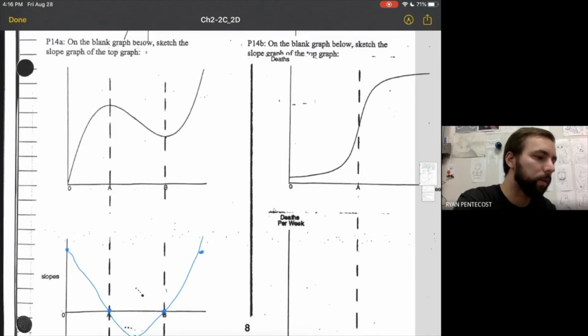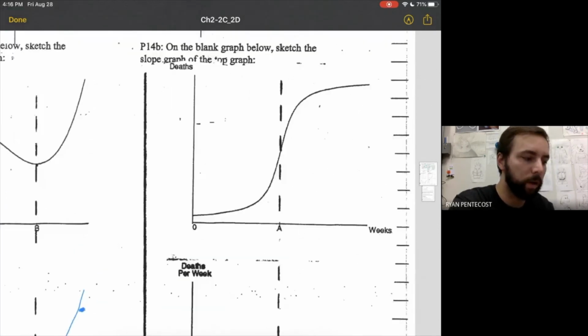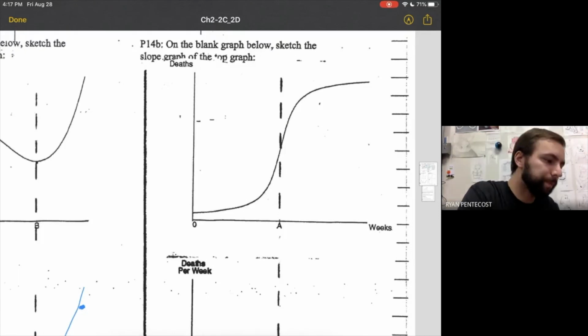Now let's look at the graph on the right. This, they actually put units on it. It's deaths per week. And then on the bottom, it's deaths per week per week. I don't know why that's so morbid. Maybe they knew I'd have to make this video during COVID. So on the graph below, sketch the slope graph of the top graph. Now, this could also get complicated.